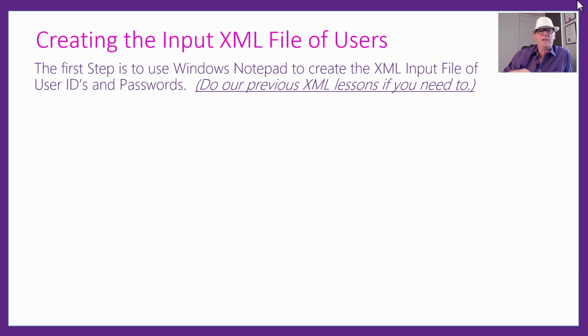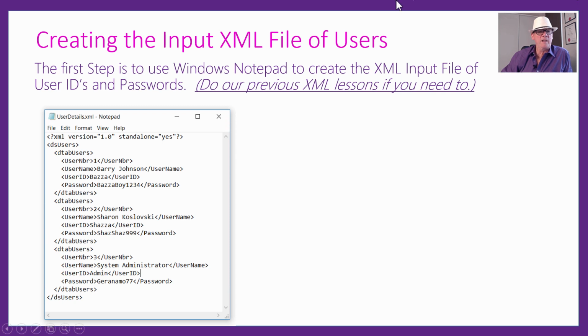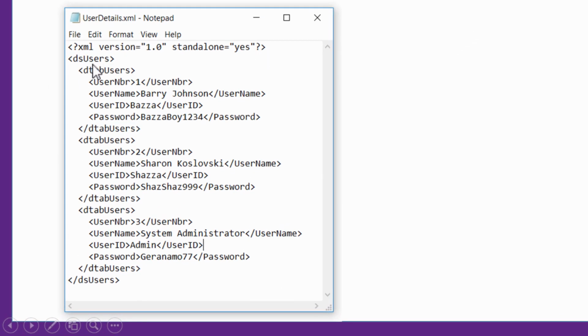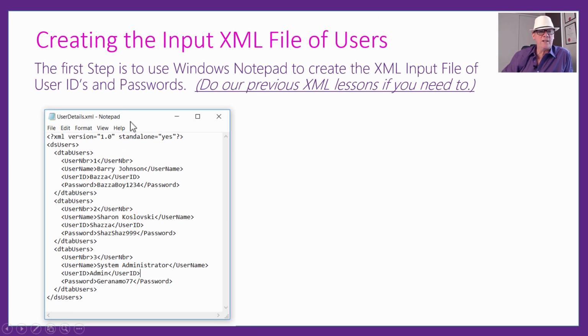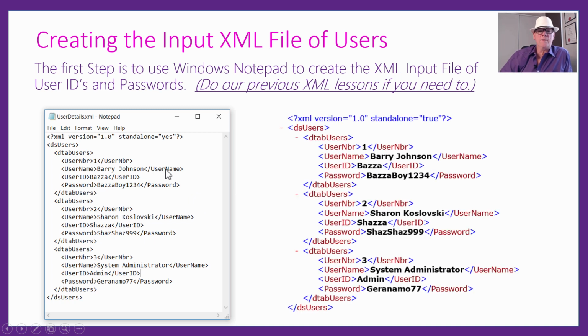So the first step is creating the XML file of users. Now we recommend that you've done our previous XML lessons, so you know what an XML file is, but this is basically it. What we've got is our usual header. We're calling this data set users. We've got a data table here, so each user record is a DTab users, and then we have the fields: their user number, a primary key, username, user ID, and a password, all right? We've got three different users here. Now, as we saw in previous lessons, you can set it all up and type it in Notepad and save it, but it's much nicer to look at it in Microsoft Edge, which gives you this display.